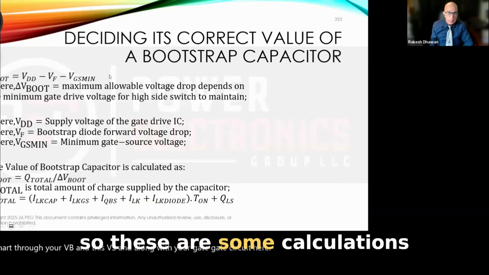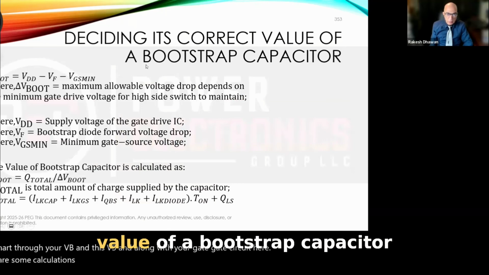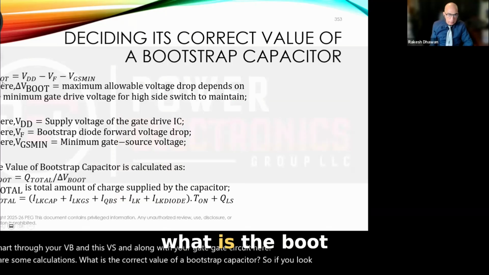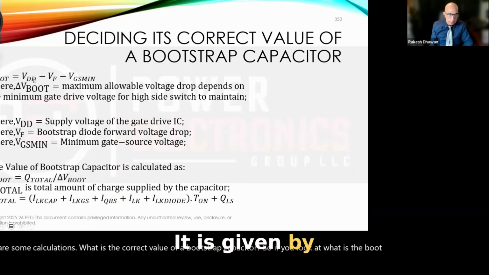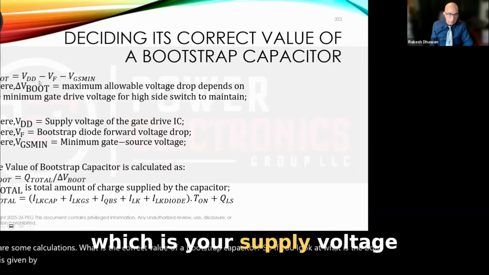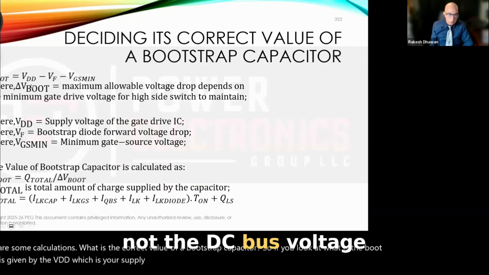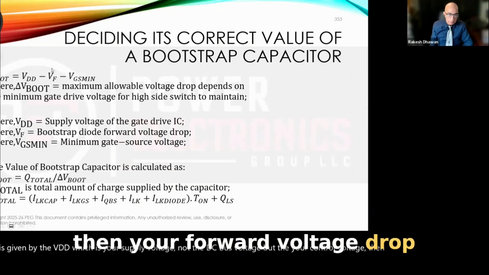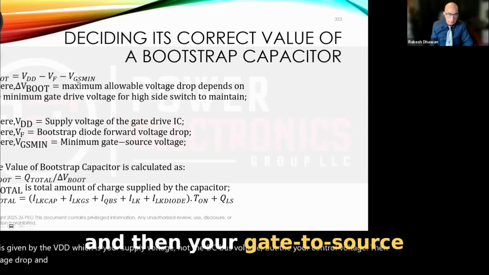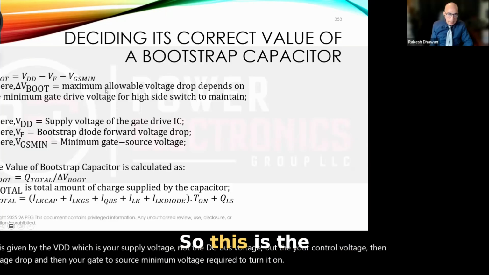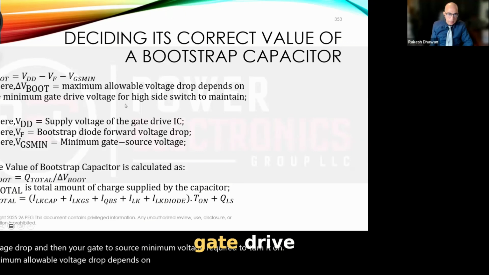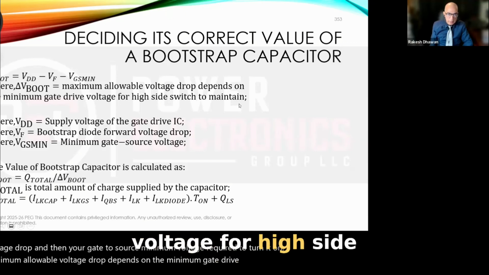All right, so these are some calculations. What is the correct value of a bootstrap capacitor? So if you look at what is the boot delta we need, it is given by the VDD, which is your supply voltage, not the DC bus voltage, but your control voltage, then your forward voltage drop, and then your gate to source minimum voltage required to turn it on. So this is the maximum allowable voltage drop, depends on the minimum gate drive voltage for high side switch to maintain.